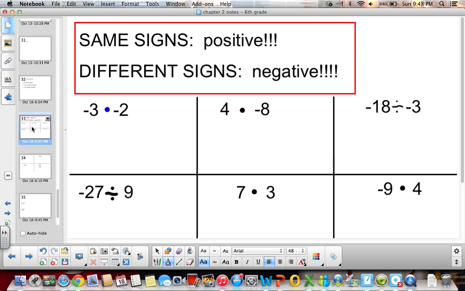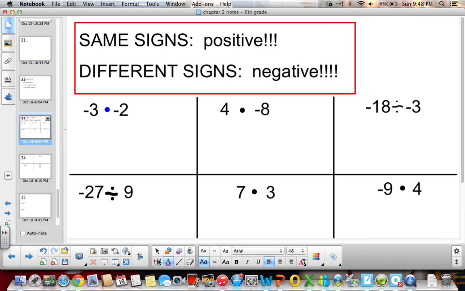The same rule applies for multiplying and dividing integers, and it's pretty basic, but it's really important to remember. If the signs are the same, the answer is positive. If the signs are different, the answer is negative. Write this down in the red box right now, and then pick at least a few of these to write into your notebook as I am doing them.